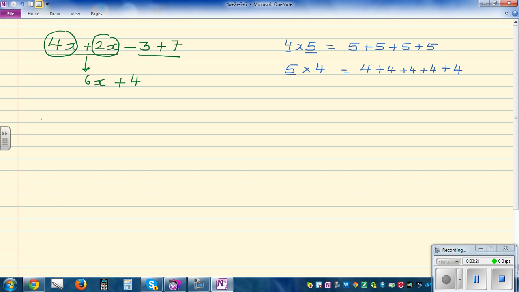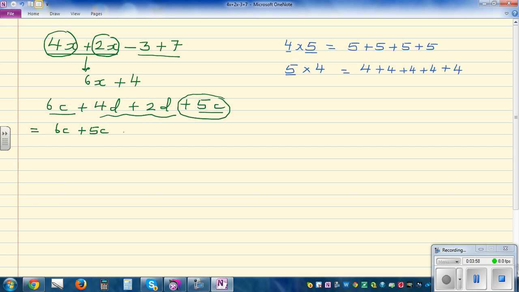Okay, so let's take a few more examples. How would you do, say, 6c plus 4d plus 2d plus 5c? Well, these two are like terms and these two are like terms. So it's a good habit to write the like terms together. So this is 6 lots of c plus 5 lots of c. The plus sign which is before this expression goes with the term. So these both go together. So this is 6c plus 5c, and then plus 4d plus 2d. So now you've got 6 lots of c plus 5 lots of c plus 4 lots of d plus 2 lots of d. Well, that is how much? That is 11c plus 6d.